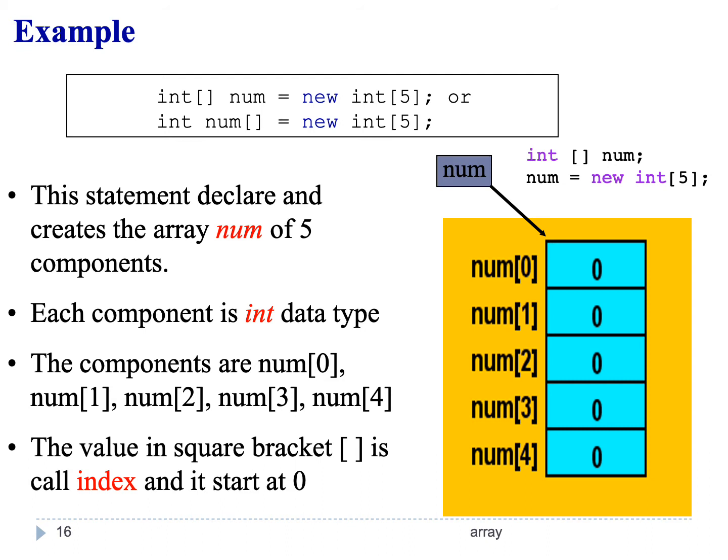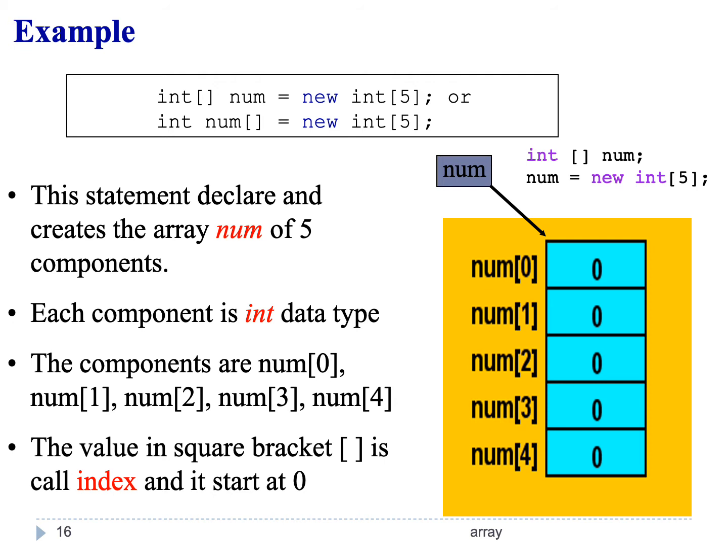Let's try and understand the code. When we write int square bracket num equal to new int 5, what happens is we declare and create an array called num, and the size of it is 5. So this means we have 5 components, and each of them is type int. As I mentioned before, we can think of one-dimensional array as a table with one column and several rows, or if you want to think about it the other way around, one row with several columns.